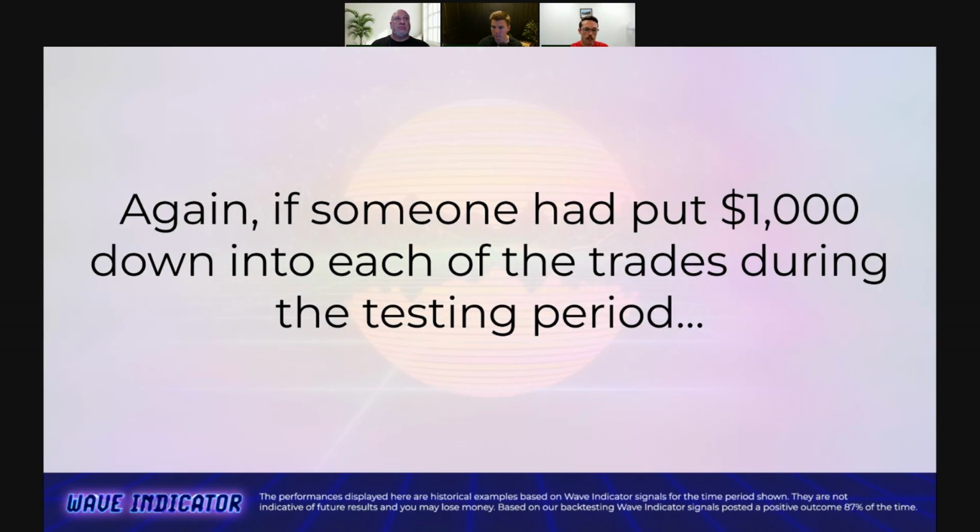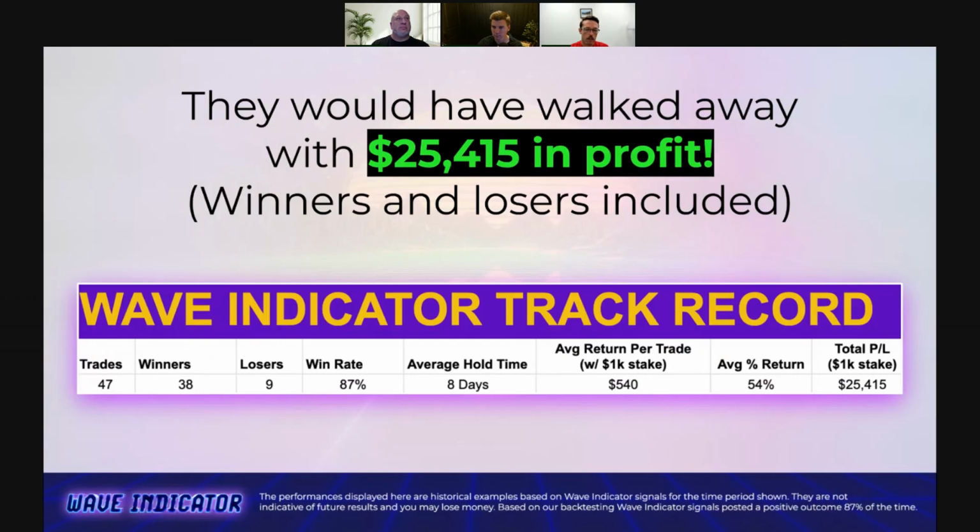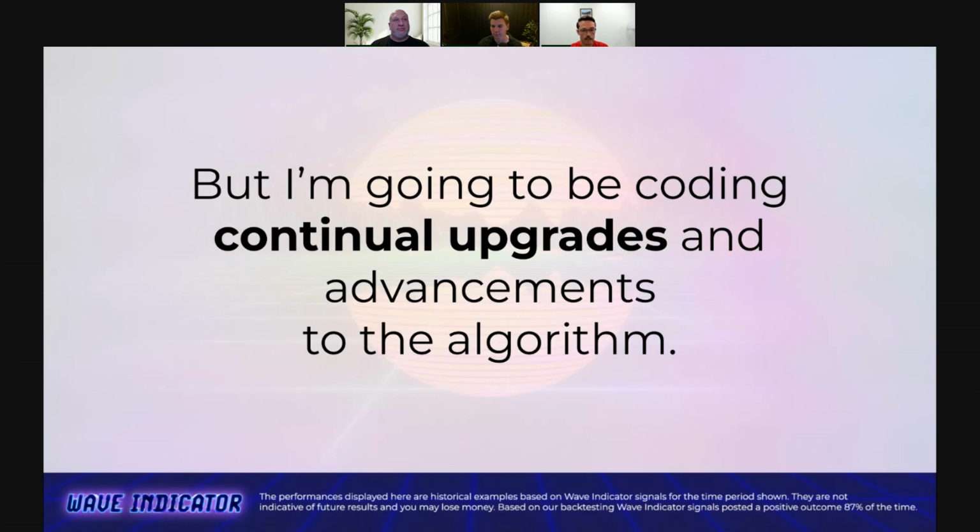Again, if someone had put $1 grand down into each of the trades during the testing, building and development period, they would have walked away with $25,415 in profit. Winners and losers included on that.